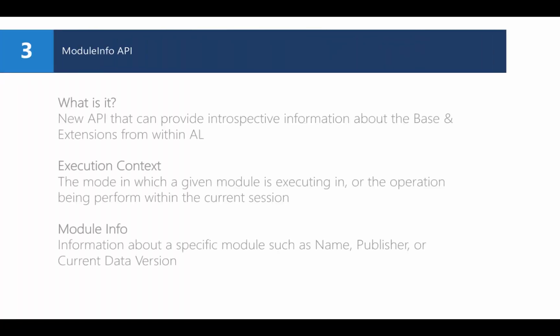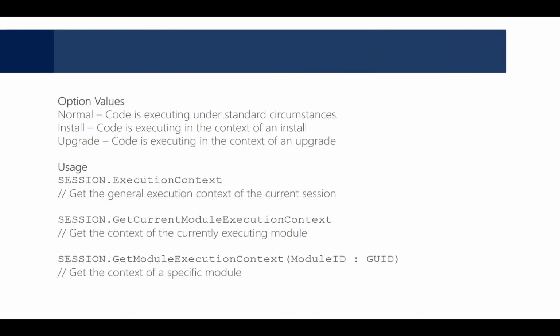During the upgrade, you might need some more information about the app, and maybe about dependent apps that might have been installed alongside the app that you are trying to upgrade. This information might be necessary to give you the right context in order to know exactly what upgrade logic should be executed. For this, Microsoft introduced the Module Info API, which gives you information about the base and apps from within AL. We can get information about the execution context and information on the module.